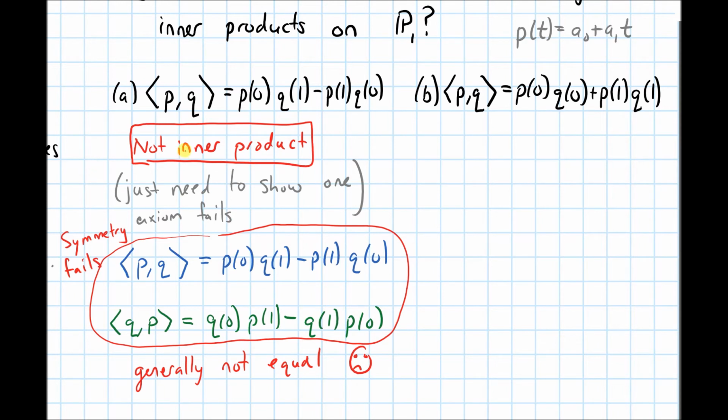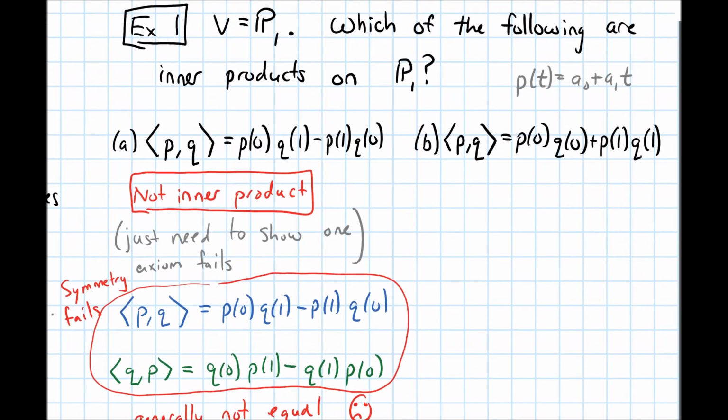One of the things that tips me off that this may not have been an inner product just by looking at it is that often when we see expressions with a minus sign like this has, we can sometimes utilize certain axioms to show that things are not going to be the same. And that's what we did here.